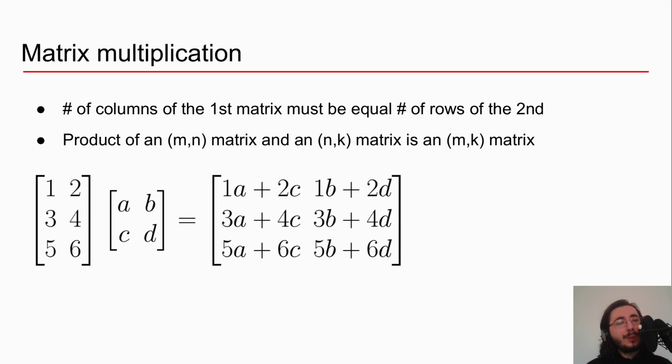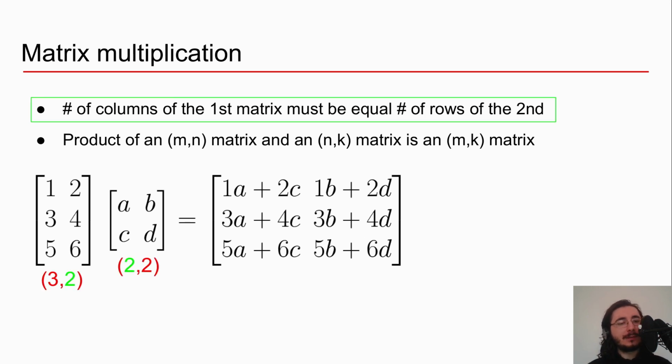Now the problems, I would say, start to come in when we talk about matrix multiplication. This is a little bit more complicated than all the other operations that we've seen so far. First of all, there are certain weird constraints on when we can perform matrix multiplication. Again, we have two different matrices and we want to multiply them. But in order to multiply them, the number of columns of the first matrix should be equal to the number of rows of the second matrix.